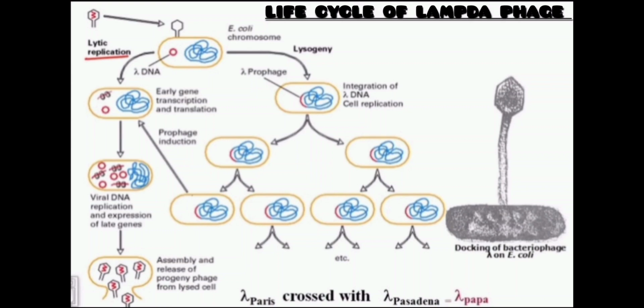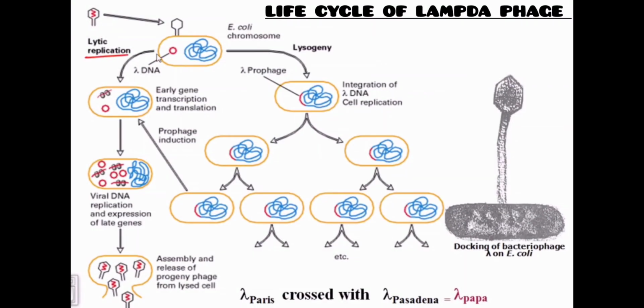Life cycle of lambda phage. This kind of bacteriophage has both types of life cycle, either lytic or lysogenic. In the lytic life cycle, their actual goal is to replicate in the host cell and come out as progeny viruses. But in the lysogenic life cycle, they put their genome into the host bacterial genome for a certain period of time.